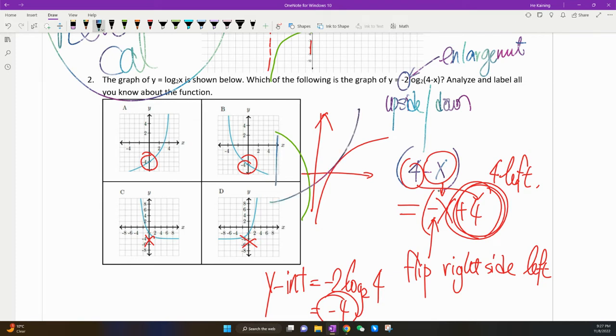Because now the bottom is going to the top. So let me erase all the crazy things. Now we're looking like that with a y-intercept of -4. So A is the only answer. Okay?